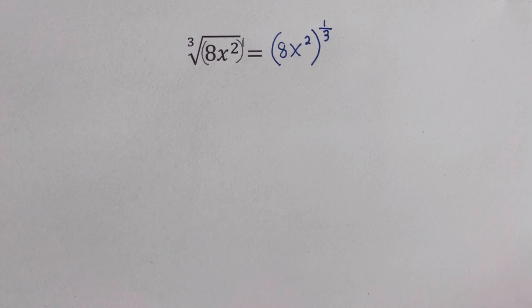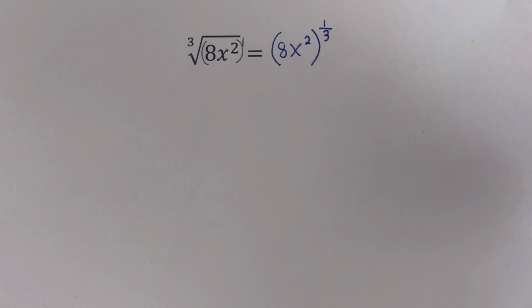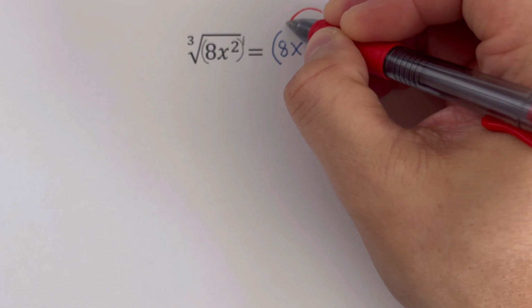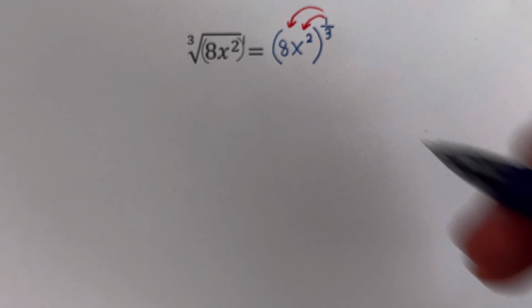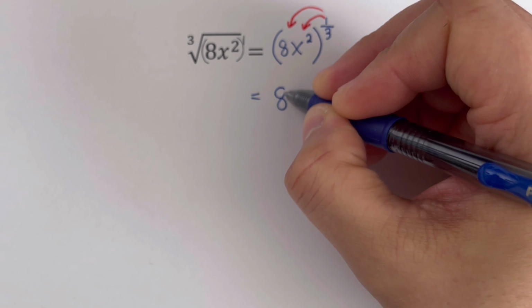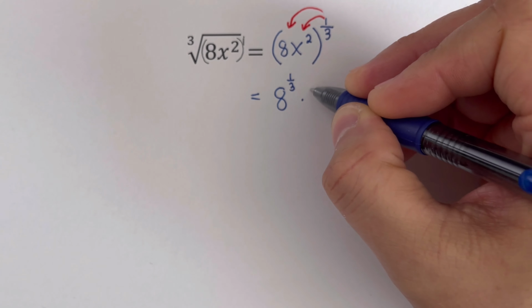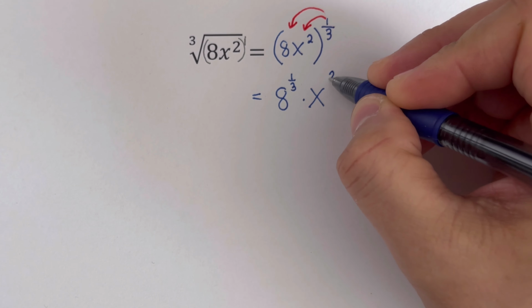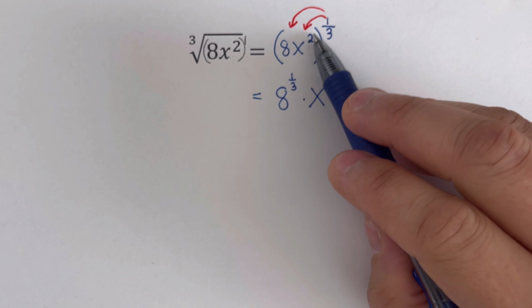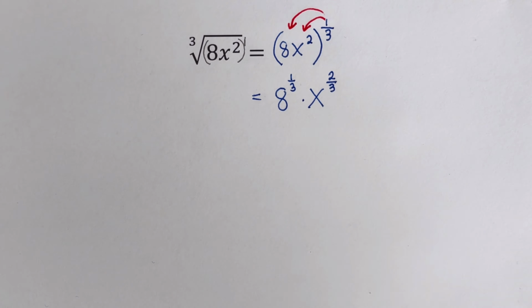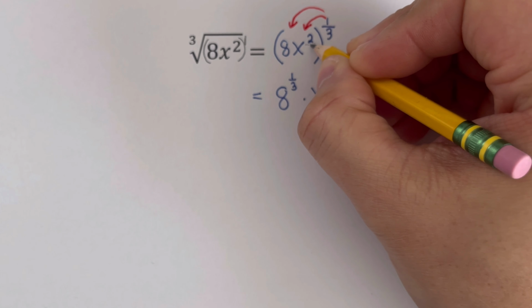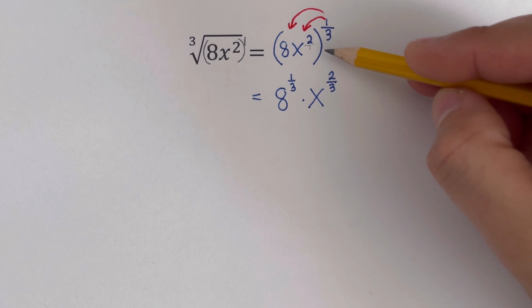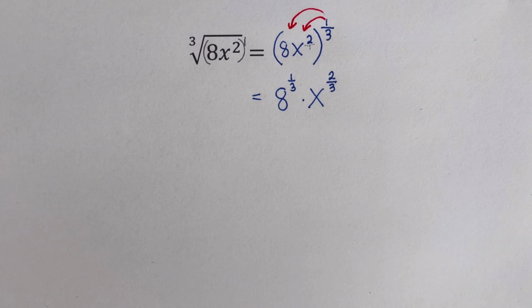Now we can still simplify this further using the power of a product property of exponents. We can go ahead and distribute this 1/3 to each of the parts inside the parentheses here. So this would come out 8 to the power 1/3 times x to the power 2/3. The reason why it's 2/3 is because 2 times 1 is 2, and then we have a denominator of 3. Please remember that this 2 here has an invisible denominator of 1. So 2 times 1 is 2, 1 times 3 is 3. We can simplify this further.